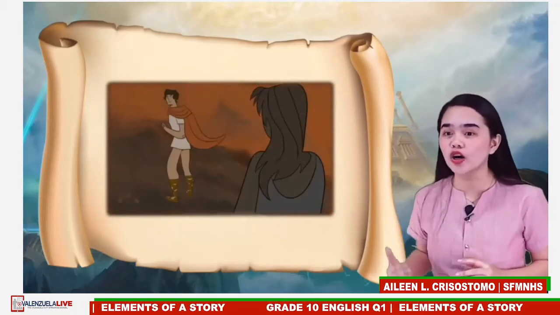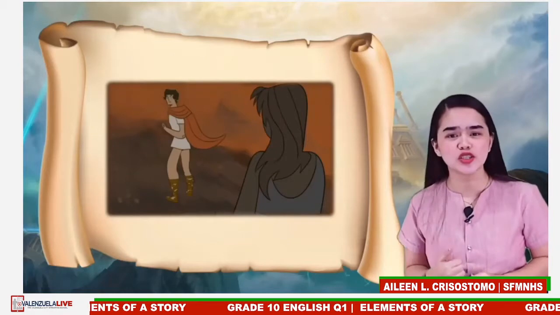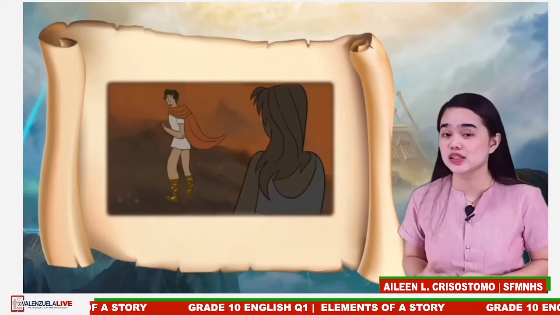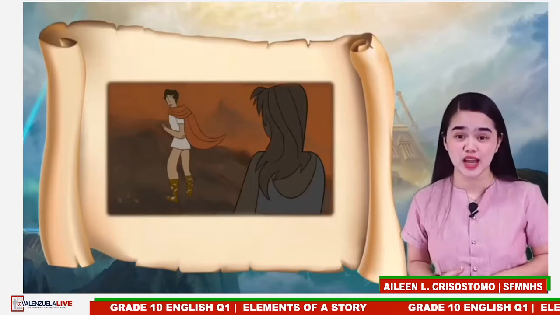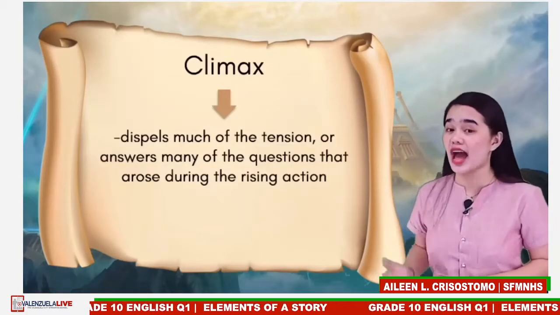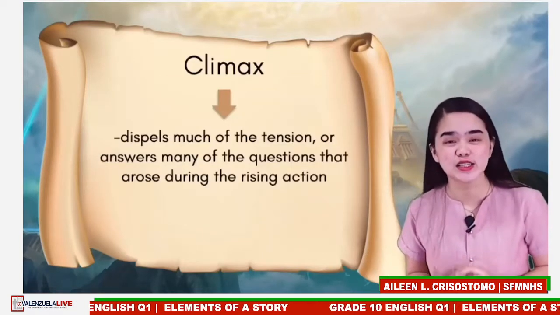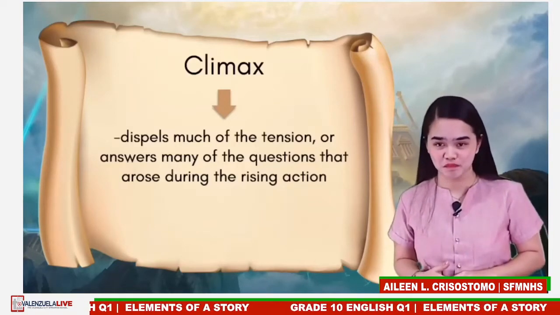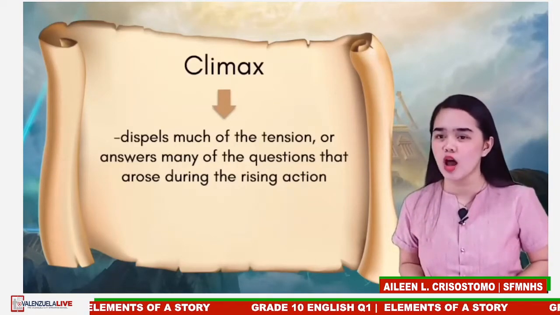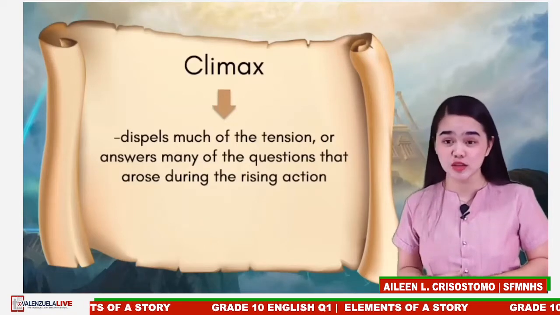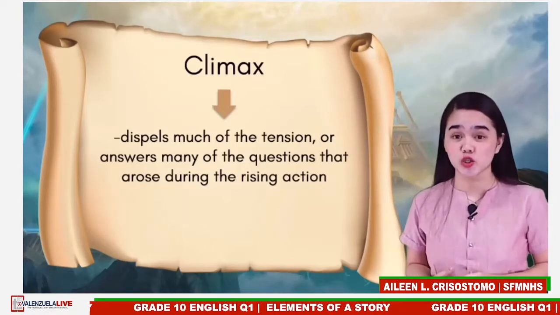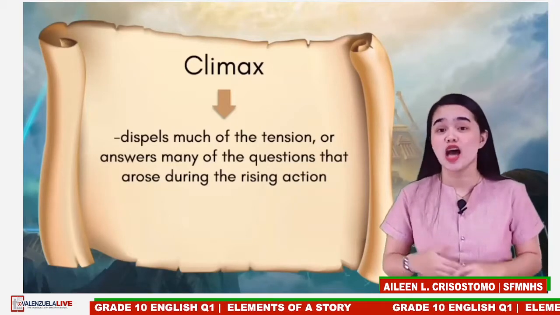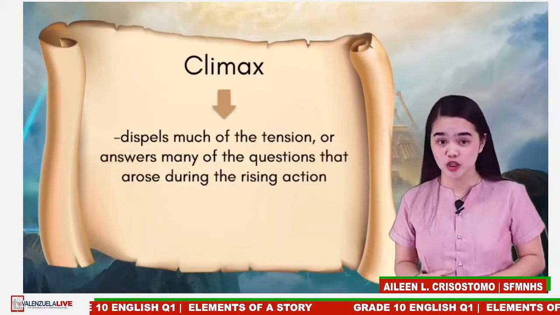Bothered, Orpheus turned to make sure that she was still following him. He totally forgets about Hades' warning and turns to his wife. That, dear learners, is the turning point of the story. If you were Orpheus, would you have looked back to see if Eurydice was still following? The climax dispels much of the tension or answers many of the questions that arose during the rising action.